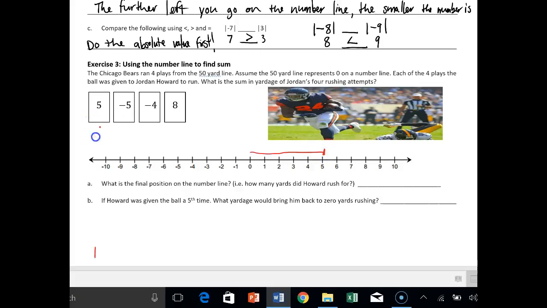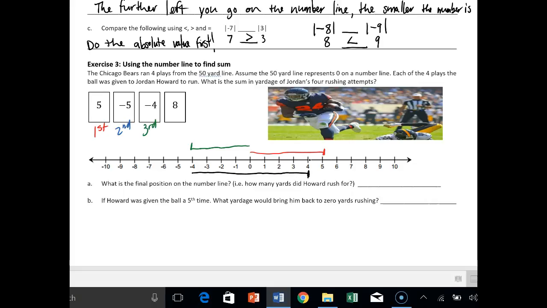That's the first play. On the second play, he loses 5 yards. So let's lose 5. 1, 2, 3, 4, 5. So he's back at 0 on the second play. On the third play, he loses 4 more yards. So 1, 2, 3, 4. So that's the third play. And on the fourth play, he finally breaks free and gains 8 yards. So let's go down here. 1, 2, 3, 4, 5, 6, 7, 8. So he ends up there.